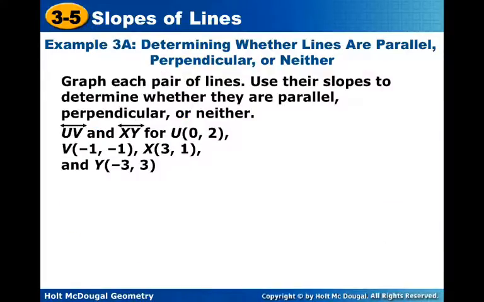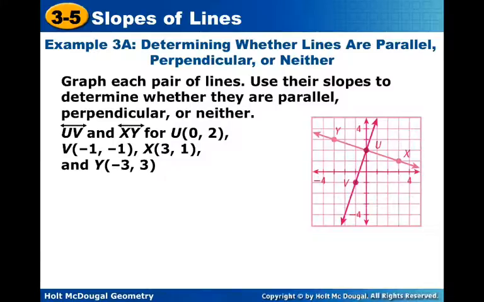And then on the next one, it says, graph each pair of lines and use their slopes to determine if they're parallel, perpendicular, or neither. Okay? So I do want you to graph your lines. To graph your lines, you need to graph the 2 points. U is at (0, 2), so that means you go over 0, up 2. V is at (-1, -1), so left 1, down 1. And then draw your line through there.